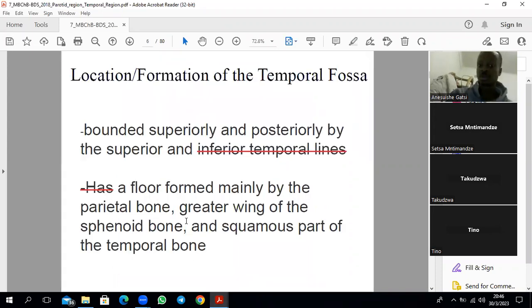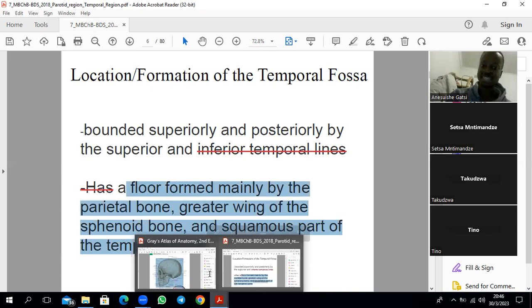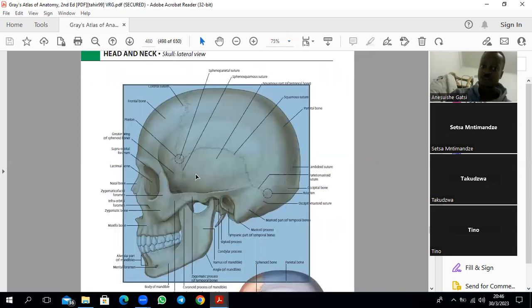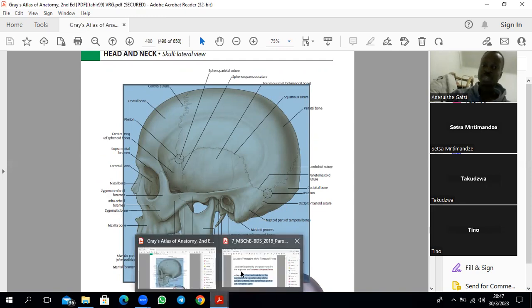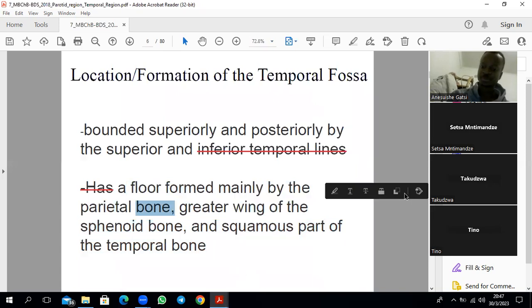Then the floor for the temporal fossa is made up of the bones that meet at the pterion. So I have the squamous part of the temporal bone, the squamous part of the parietal bone, the greater wing of the sphenoid, and a small part from the frontal bone. Those are the bones that make up the floor of the temporal fossa.